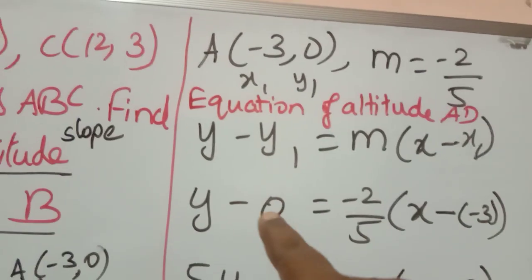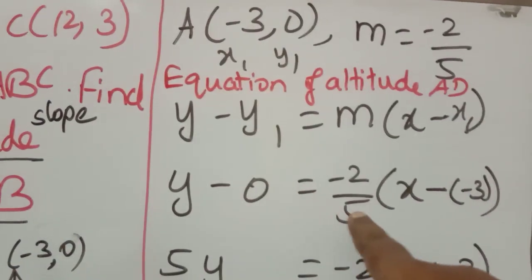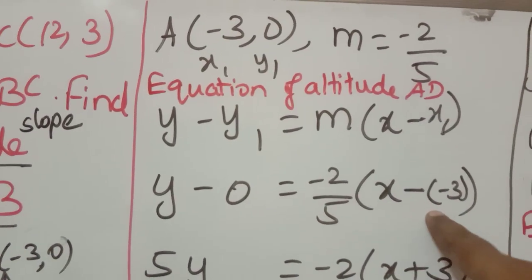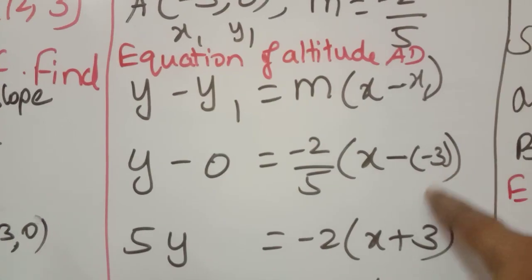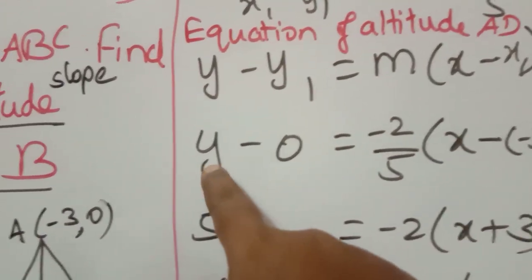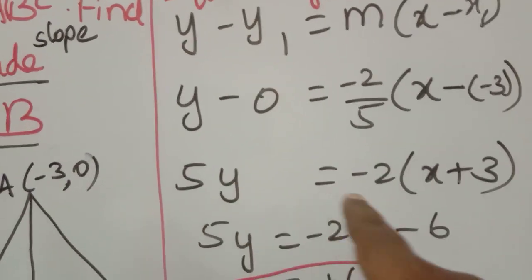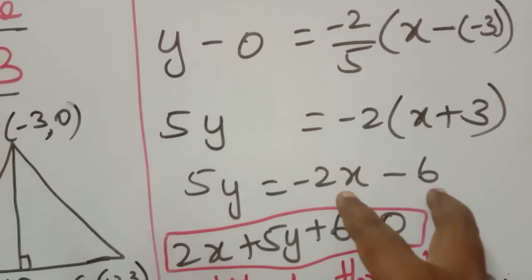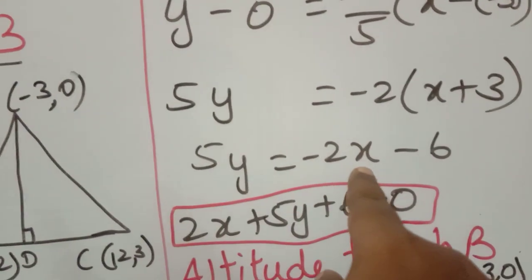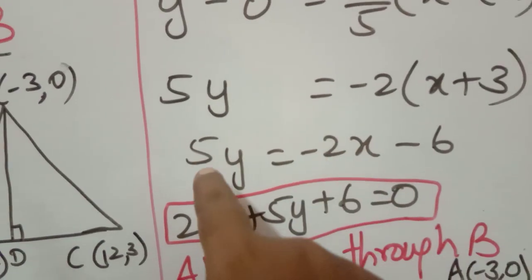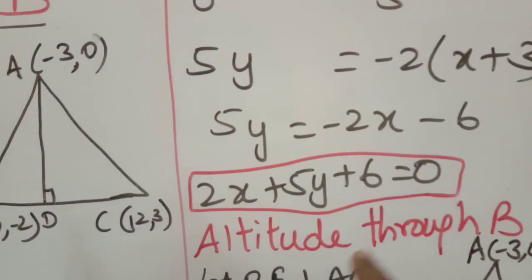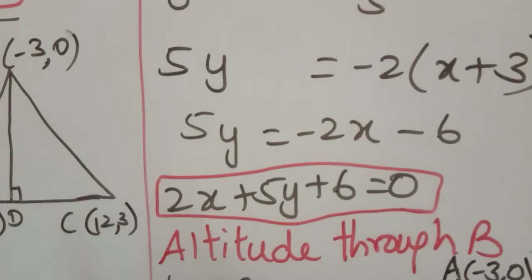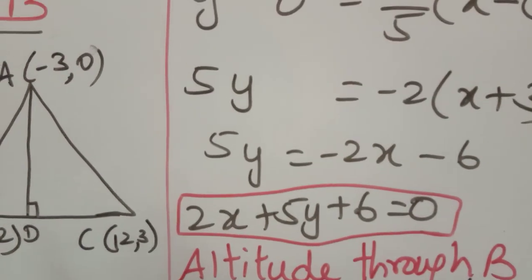Substitute the point here: y minus 0, m value, then x minus (-3), so x plus 3. This 5 we bring here, y minus 0 is y. So multiply by minus 2: minus 2x minus 6. Bring these 2 terms to the left hand side because the coefficient of x is negative here. If it is positive, we bring this to the right hand side. So the equation of altitude through A is 2x plus 5y plus 6 equal to 0.